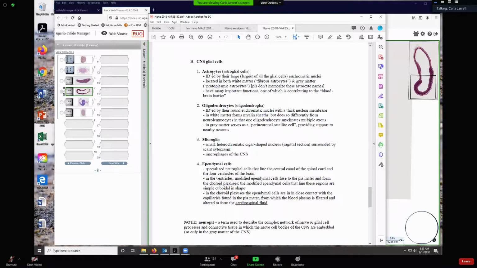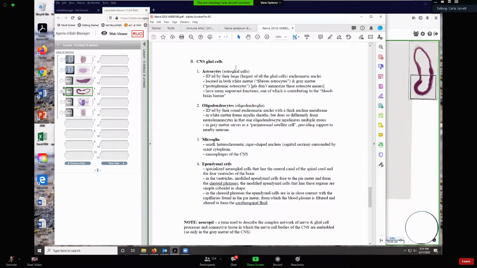So we have a term for that. We call that network, that mat, like a felt mat, neural pill or neural pile. It's actually okay to pronounce that either way, neural pill or neural pile. And that's just that matted network of all these cytoplasmic processes and cell bodies that we can't see the spaces between. And so it all looks fairly uniform to us. So we just reference it as neural pile or neural pill.